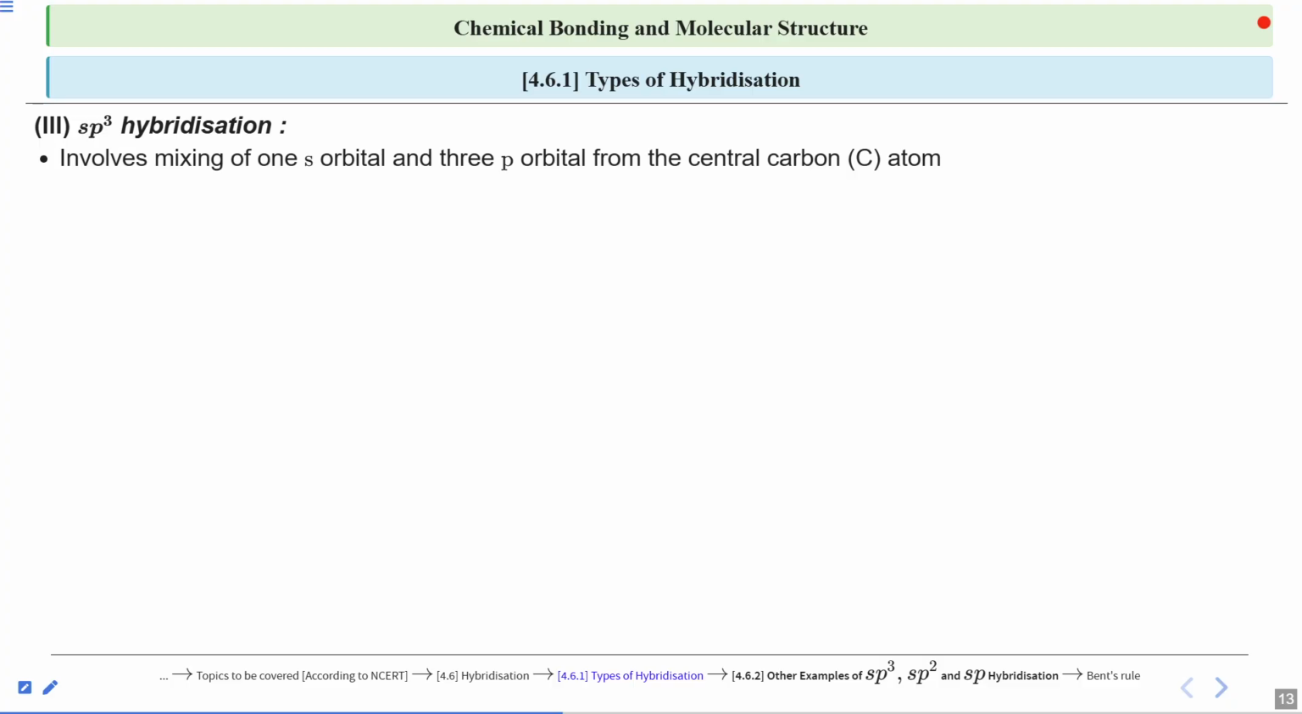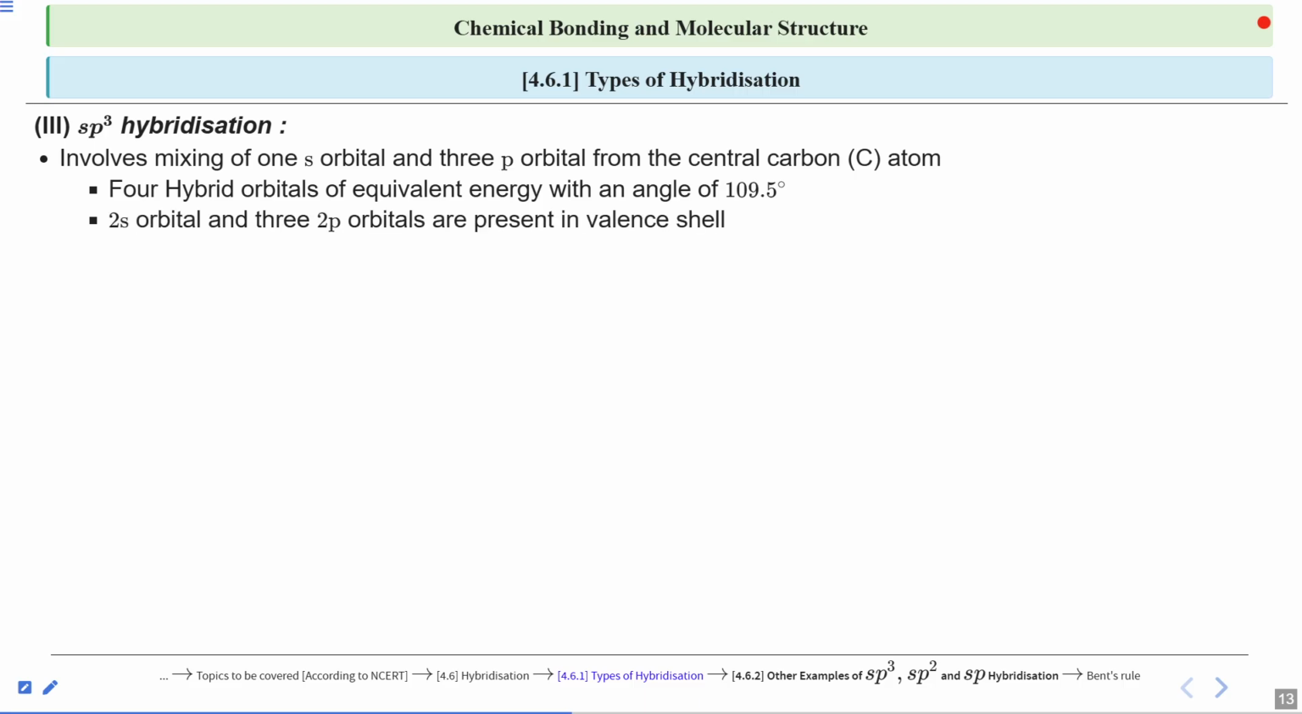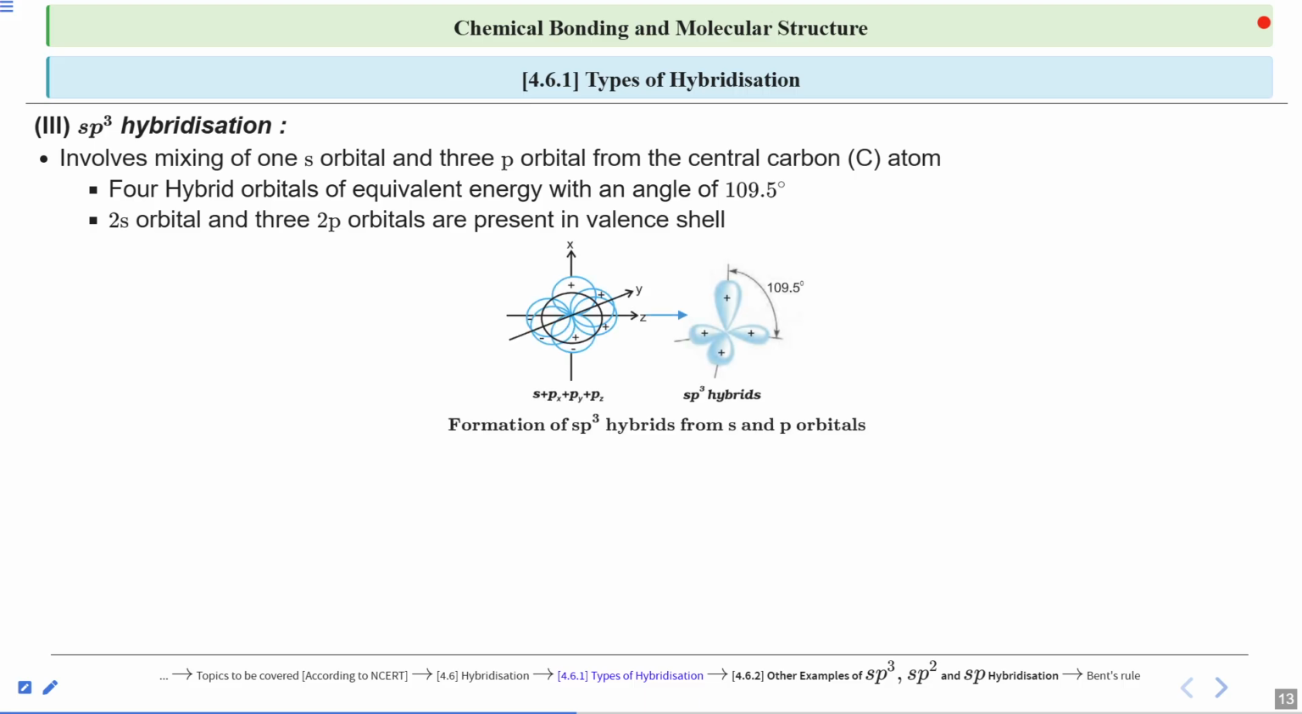If I talk about sp3, one s orbital is combining with the 3 p orbitals of the central carbon atom. So here we are taking the methane molecule CH4. As a result, 4 hybrid orbitals will be formed, which will be at an angle of 109.5 degrees. And again, I have told you earlier also that in hybridization, you always use the valence electrons. So the valence orbitals 2s and 2p are used in making the hybrid orbitals. So this is your hybrid orbital.